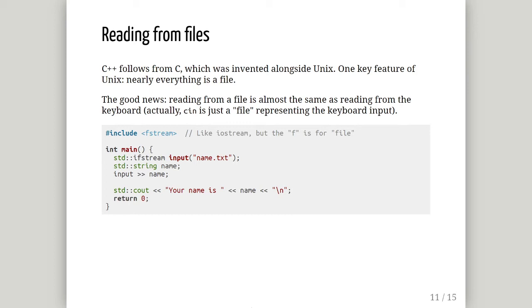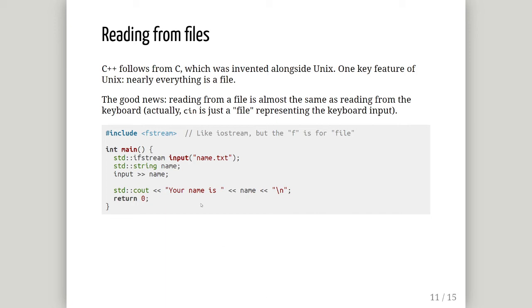Now, they're not complete files. The screen is a file that you're allowed to write to, but not read from. The keyboard is kind of like a file that you can read from slowly, but not write to. But because that's the underlying model, the good news for us is that to read from a file instead of read from the keyboard, we can use almost the same code.